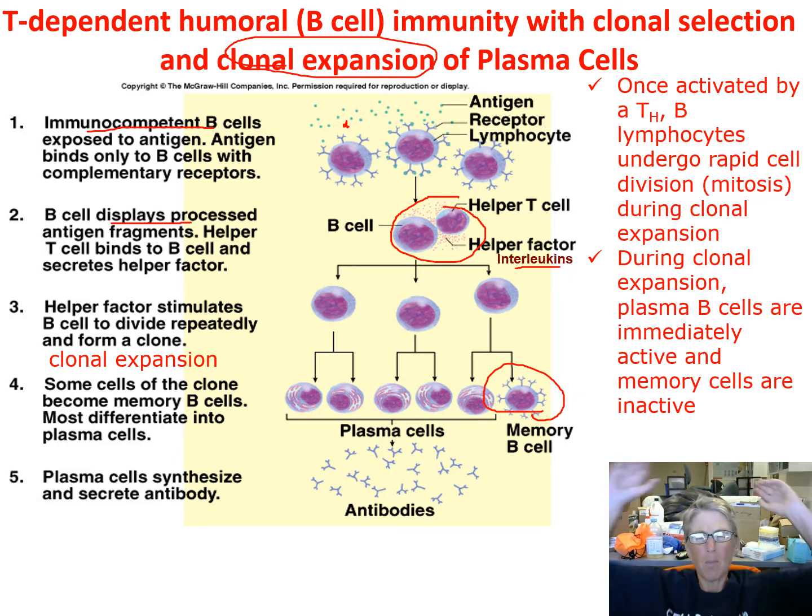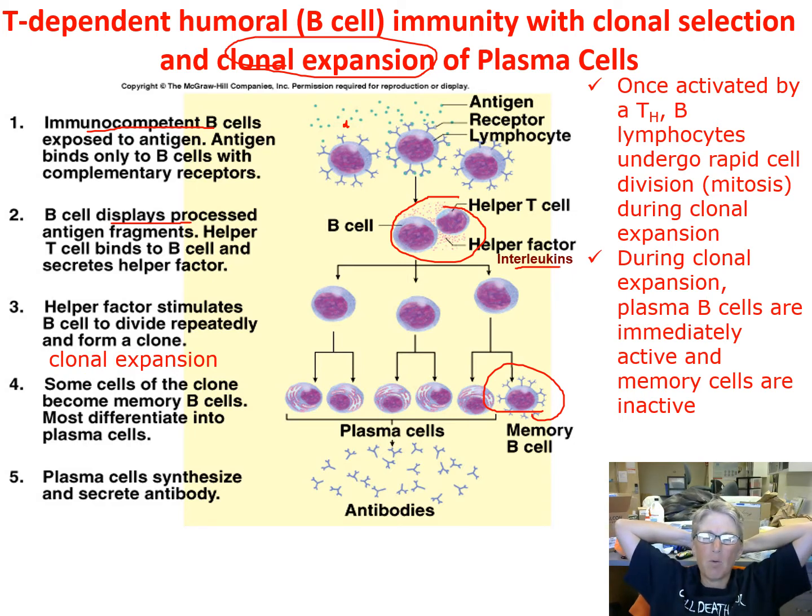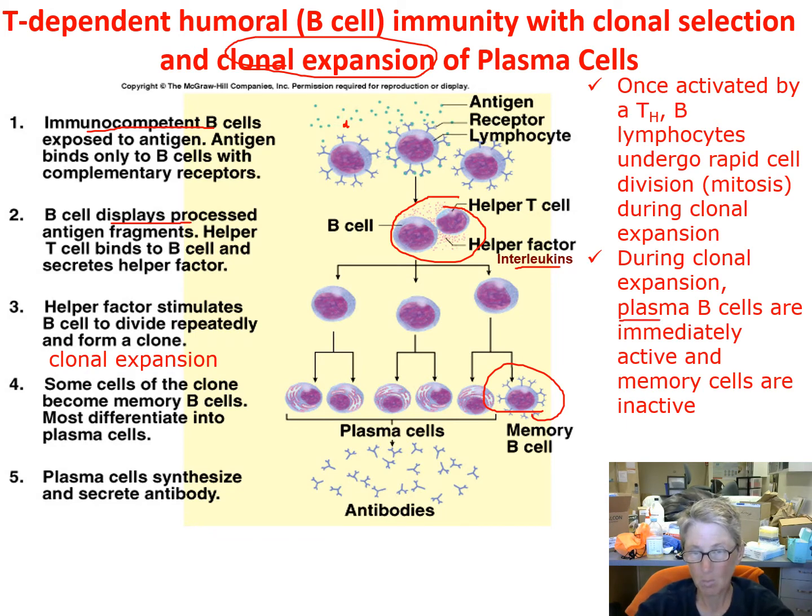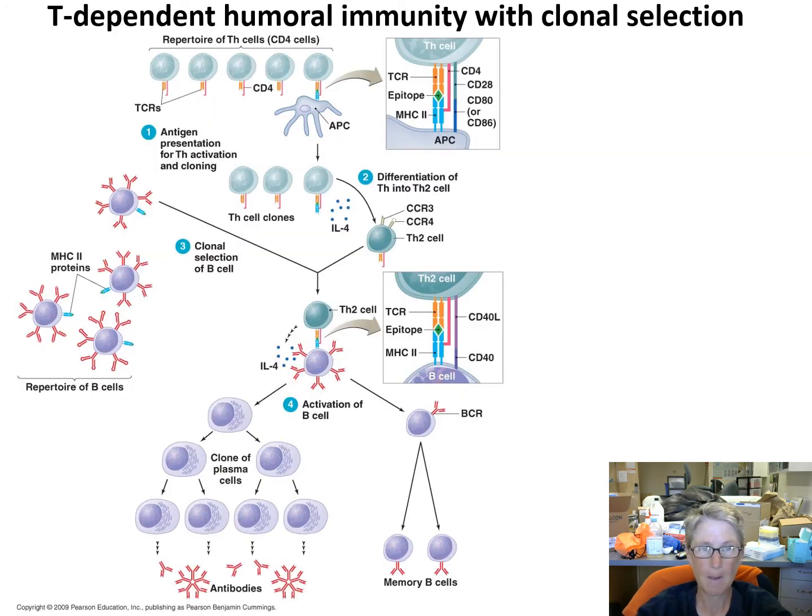So some people call them plasma cells, people call them plasma B cells because they used to be B cells, but now they're plasma cells. So in this check mark, we're calling them plasma B cells, are immediately active. That means they can make antibodies. And the memory cells are immediately inactive. So the memory cells won't come into play unless that same pathogen with this antigen comes back and infects your body.